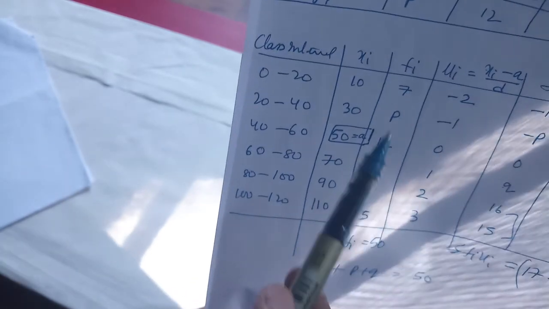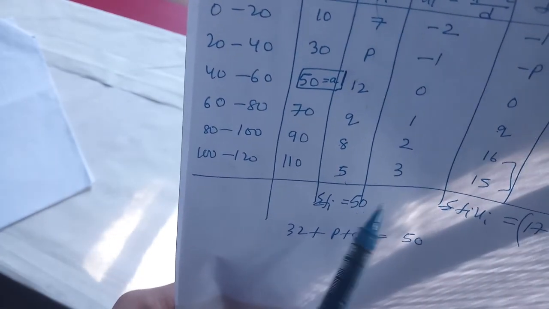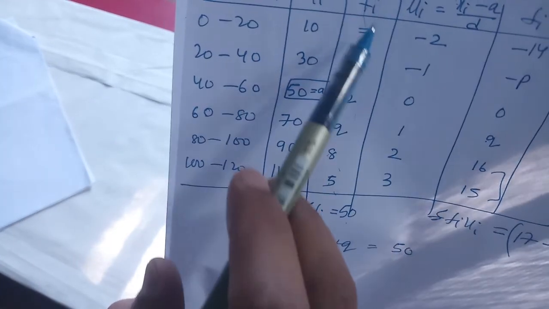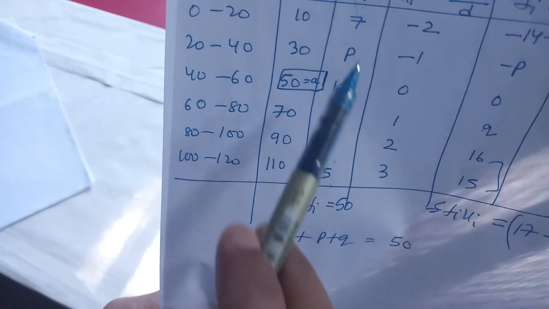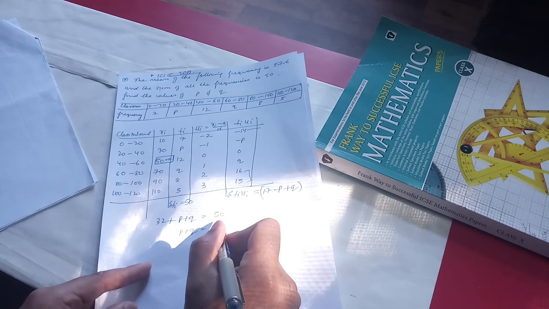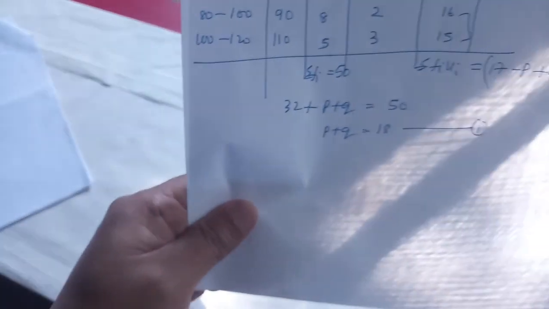See, we are trying to make the first equation here. We are not using any formula. We have added this summation Fi. It is already given to you, 50, but still we can add, yes or no. So when you add this, how much you'll get? 32 plus P plus Q. So now from here you will get equation number 1. 50 minus 32 is 18. So this becomes your equation number 1.